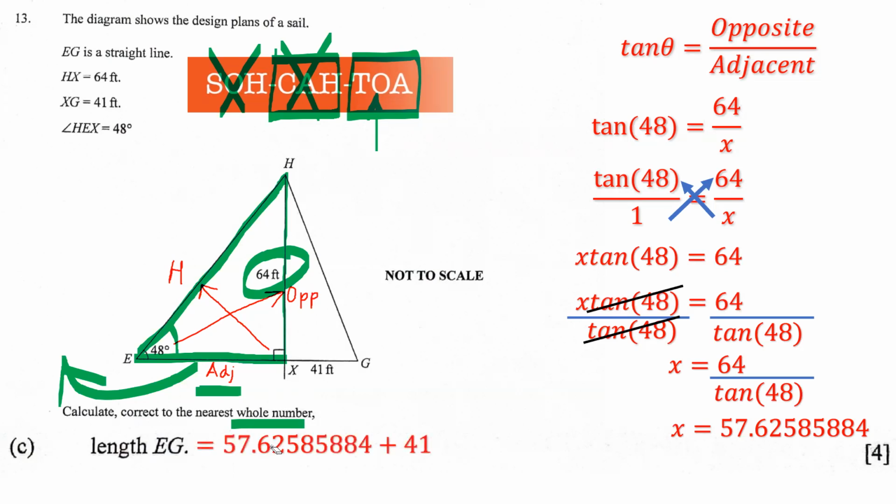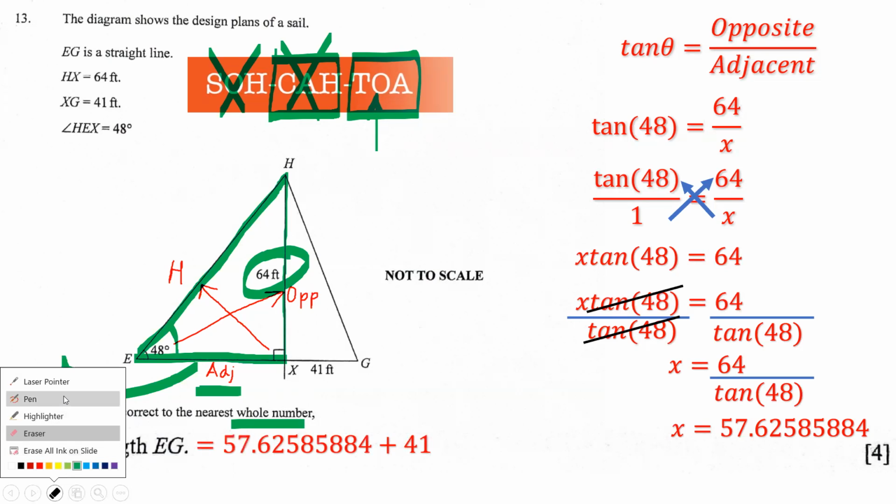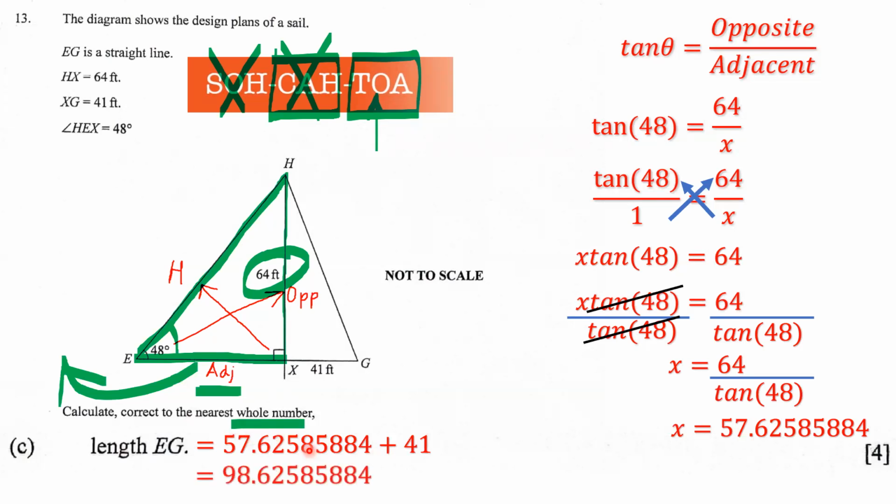And so let's do that. So we have 57.6258584 plus 41. And we're going to add them together and we get 98.6258584. Now we have EG. Now we could round to the nearest whole number and we have 98.6. 6 is greater than 5, so we're going to add 1 to 8, which is going to give us 99 feet. So EG, the entire length EG, which is the sum of EX and XG, is going to be equal to 99 feet. Okay, let's move on to the next question.